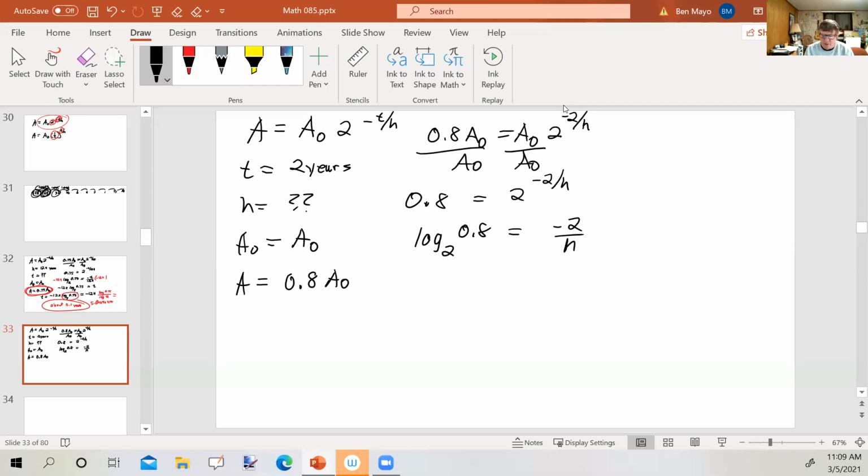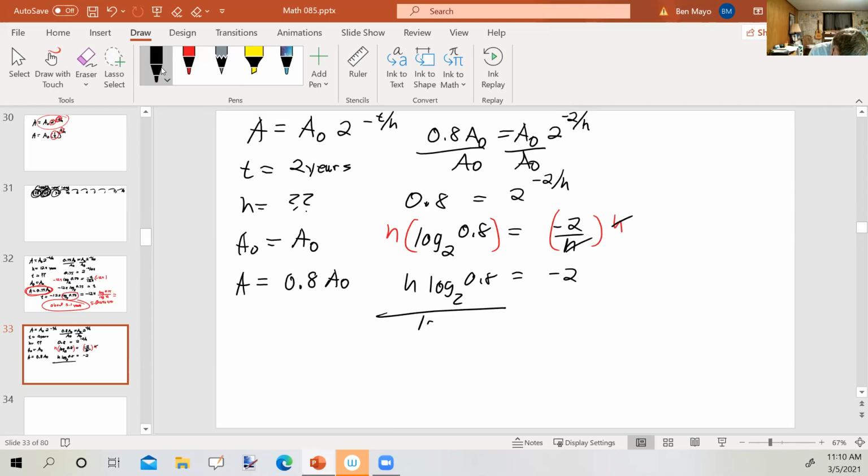Now, this is a little trickier. I'm trying to solve for H, but H is in the denominator of that fraction on the right side. And I need H up on top and ultimately all by itself. So for my next trick, I will multiply both sides by H. That gets me H log base 2 of 0.8 equals negative 2. The H's will cross out. Now I'm going to divide both sides by log base 2 of 0.8. So H equals negative 2 divided by log base 2 of 0.8.